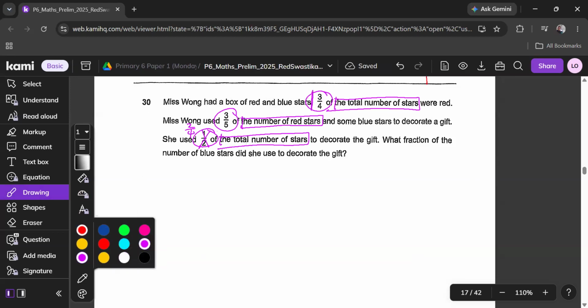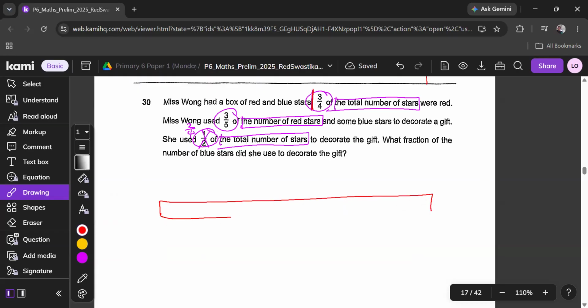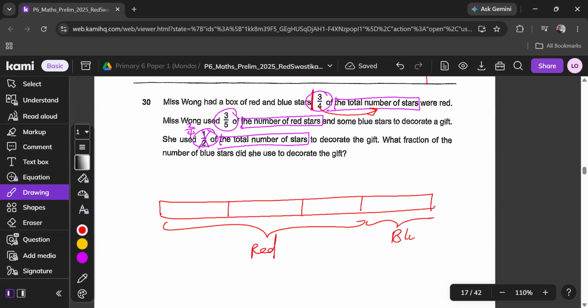Look at the first sentence, right? Miss Wong had a box. So this is a box of stars. And the total star cut into four boxes. You can see how Mr. Ong draws. Mr. is not thinking how to do. You just focus on your drawing. And three boxes were red. So you need to label. And the rest is blue.